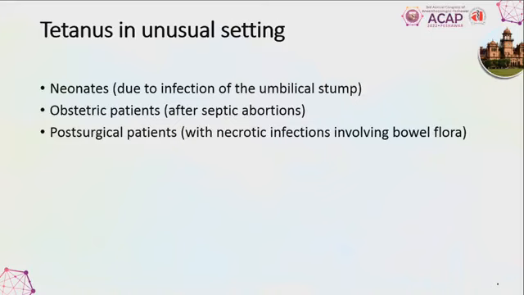Tetanus also occurs in unusual settings, like in neonates due to infection of the umbilical stump, and in obstetric patients due to septic abortions, and these occur in low-resource countries.